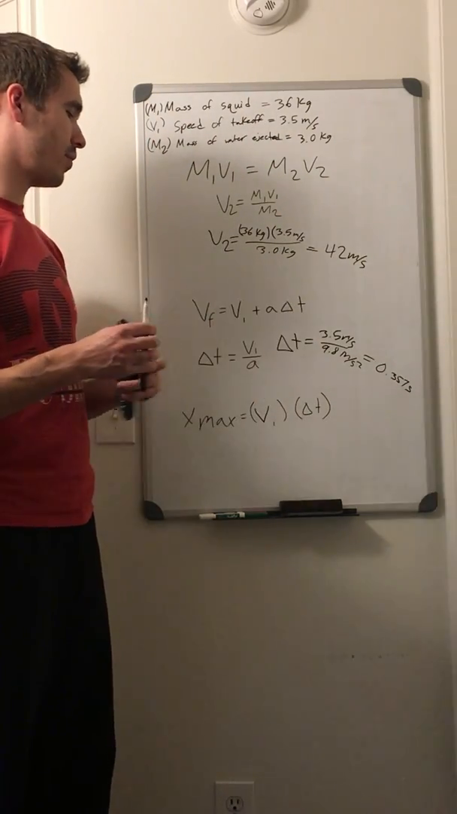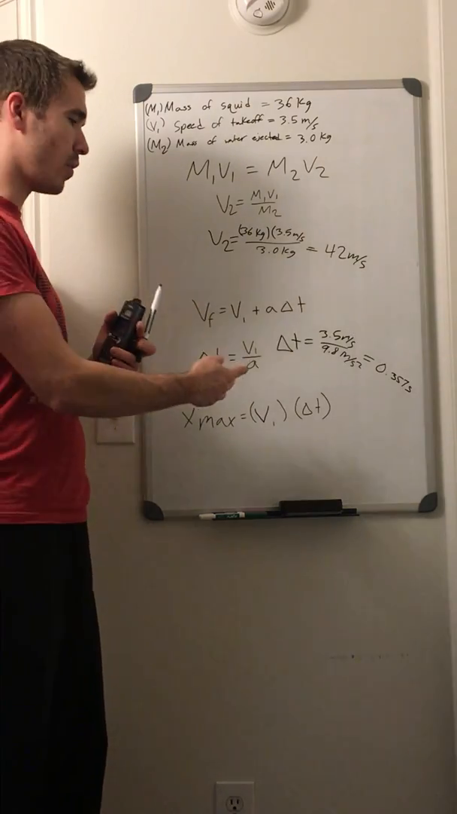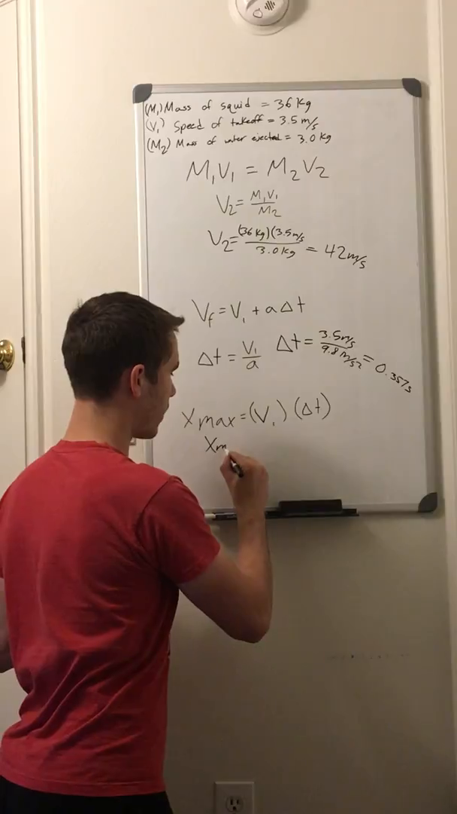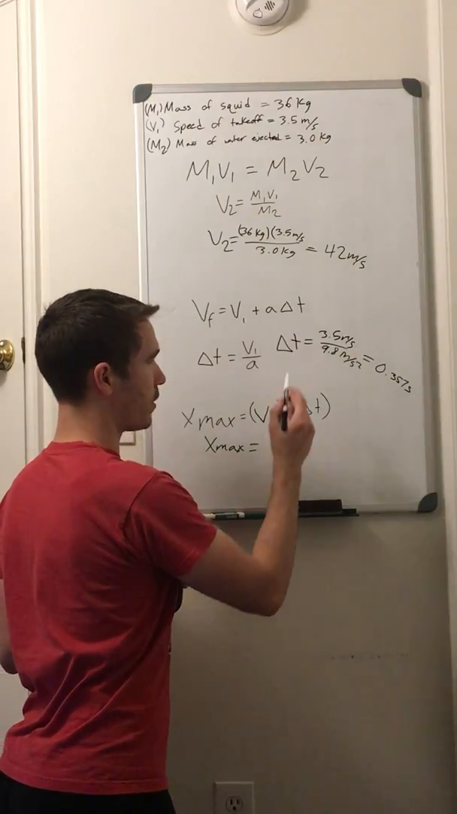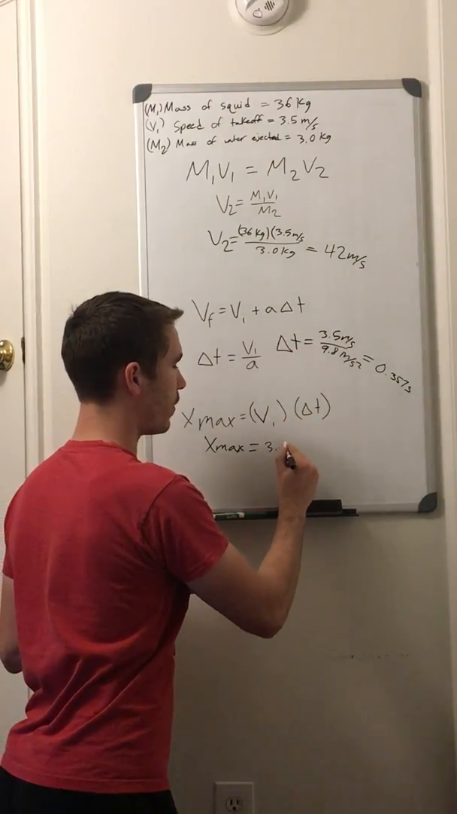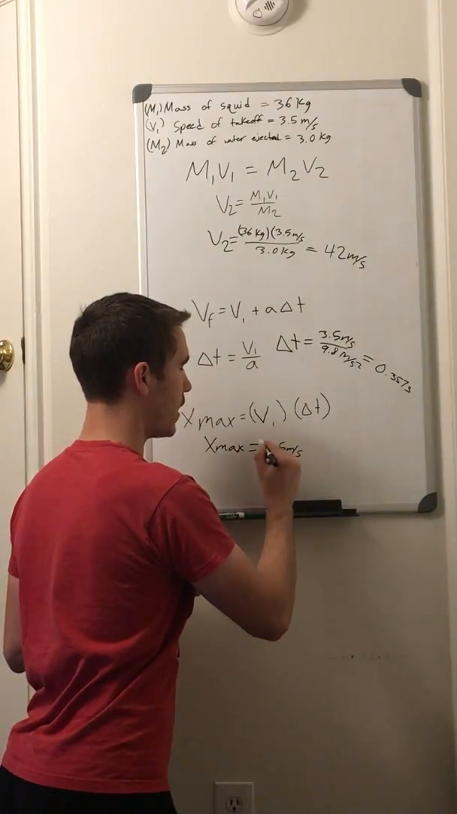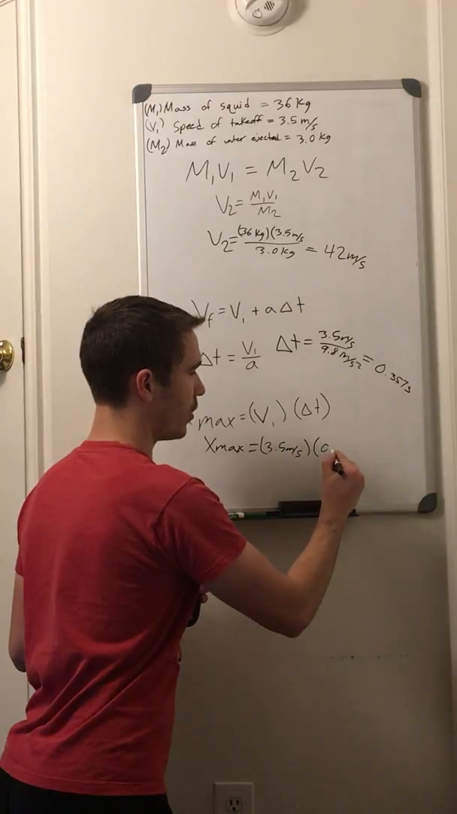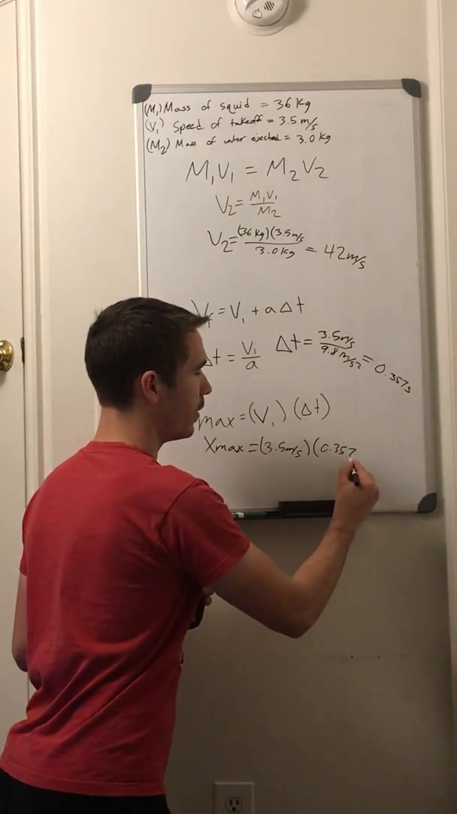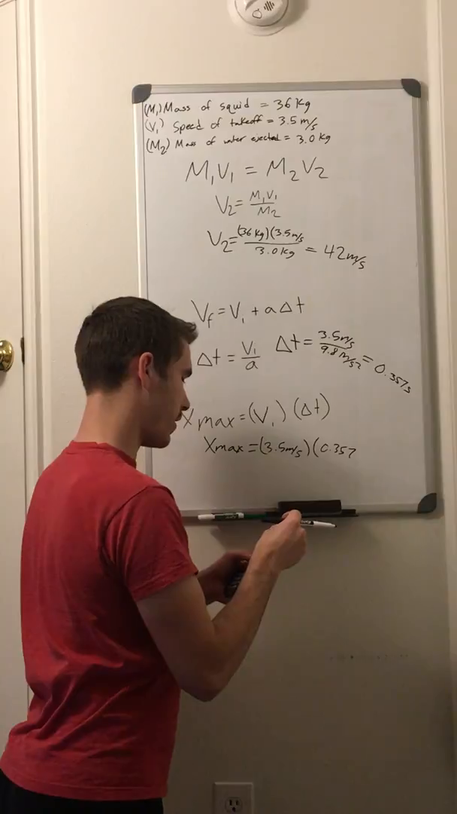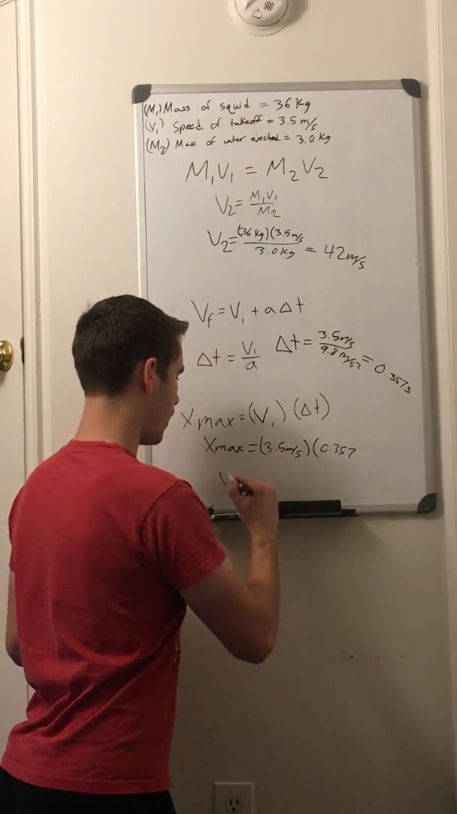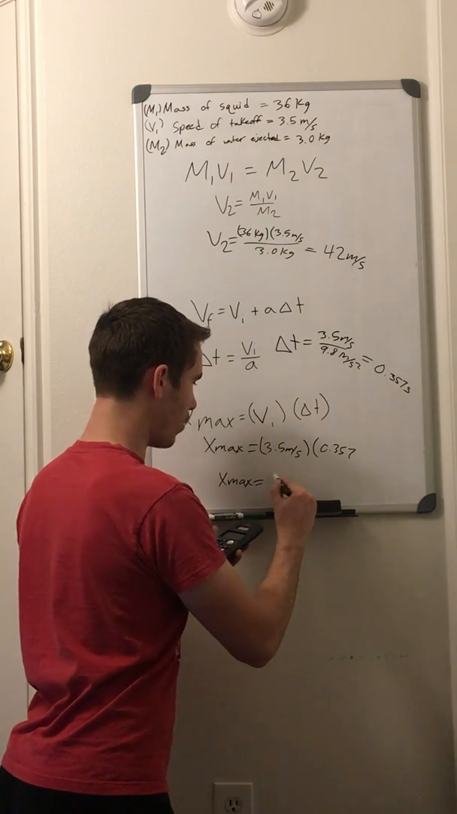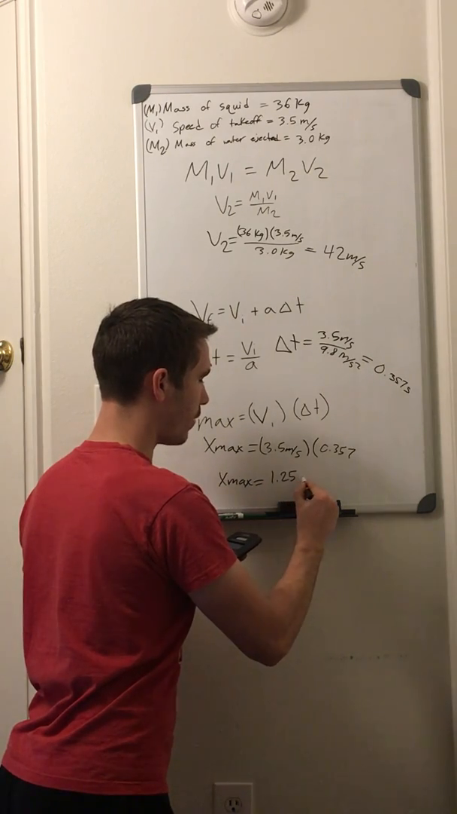So once we have this, we can now enter it into our final equation. We get h max equals our initial velocity, which is the 3.5 meters per second of takeoff, and the change in time, which is 0.357, which will give us an answer of x max equals 1.25 meters.